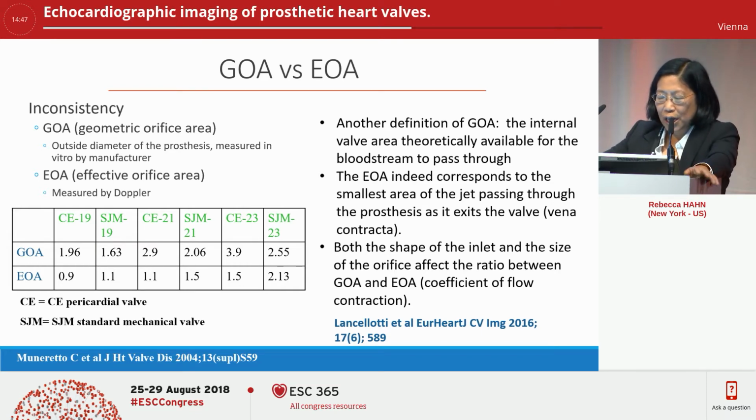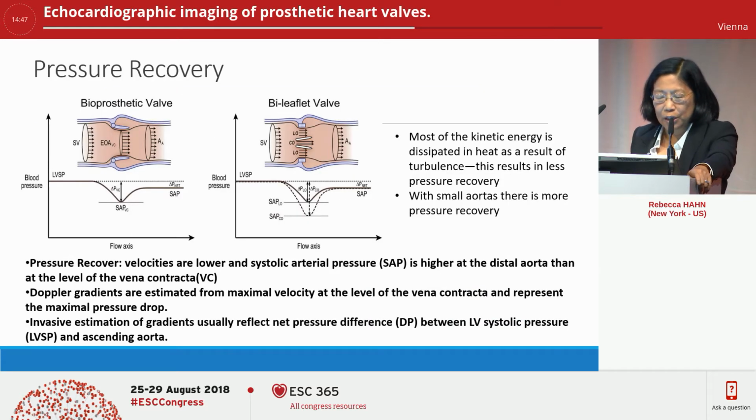And then both the shape and the inlet and the size of the orifice affect the ratio of GOA and EOA. So they're not always quite the same relationship, and it depends again on the construct of the valve. Now, the other thing that influences gradients is going to be pressure recovery.